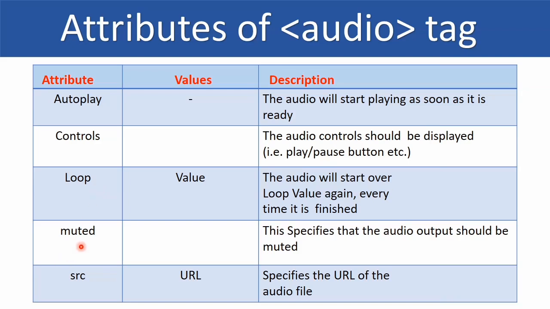Next, mute. The mute attribute will mute the audio output, it will not play. Next is src. The src attribute we use to specify the URL of the audio file. In short, you give the path of the file where your audio file is stored in your computer. For that reason you can use the src attribute.